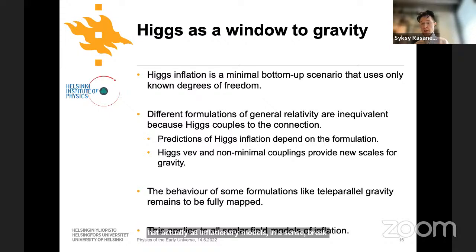Because Higgs inflation relies on a large non-minimal coupling, it means that the breaking of the equivalence is significant. And so the differences between these theories are amplified and can be brought to the inflationary scale. So you can use inflation to get information on which formulation of gravity is correct, which I think is quite interesting. Thank you.